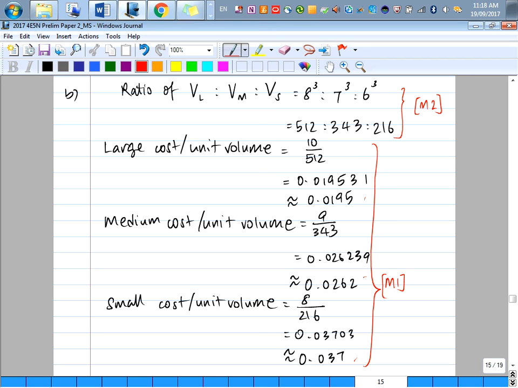Where? 1 out of 27 is 0.037, then the rest is exactly the same. For here, 1 of 27. Yeah?